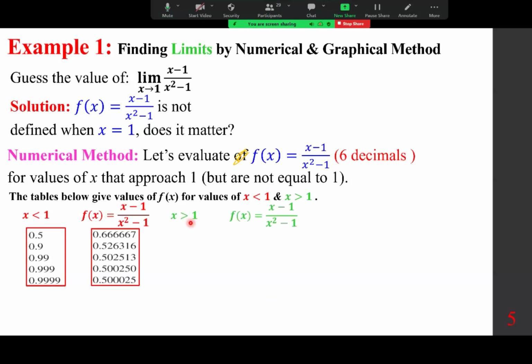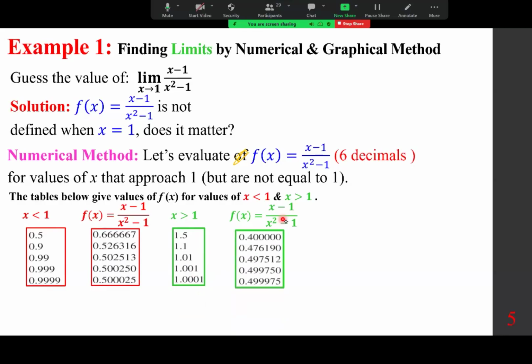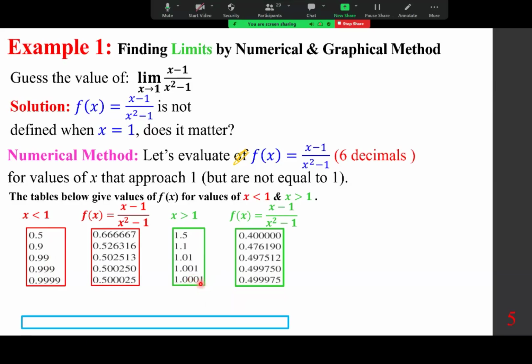For x larger than 1, these are some numbers. Even 1.1 is way too far. So you put 1 point, a bunch of zeros, and then 1. And now putting it into this gives you that. And as you can see, this number is closest to 1 among those from the left. This number is closest to 1 from the right among those numbers.